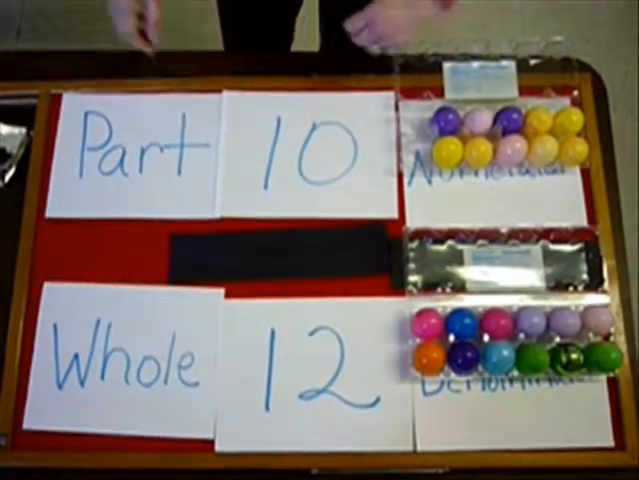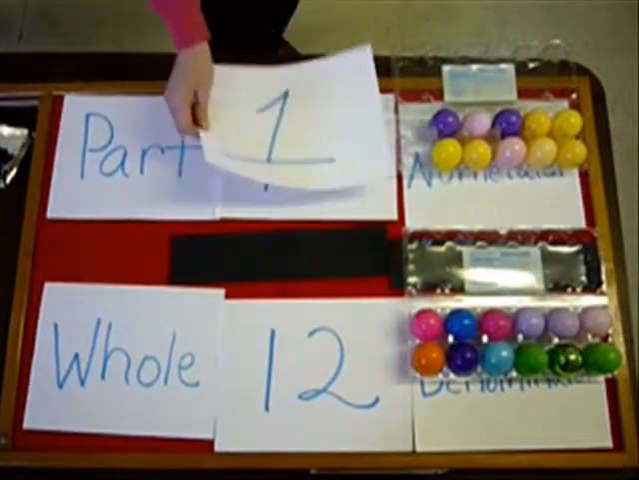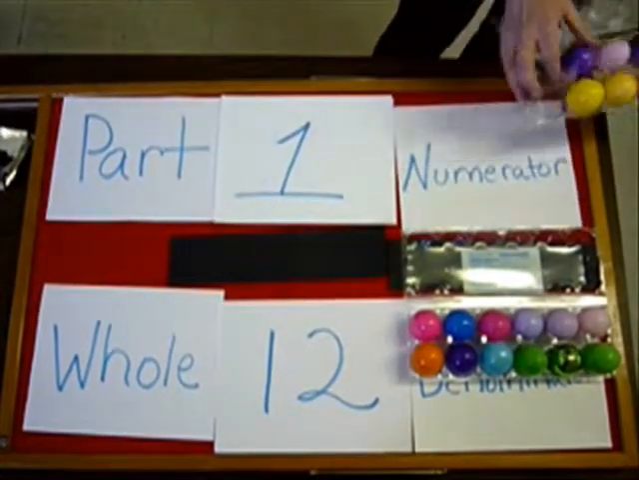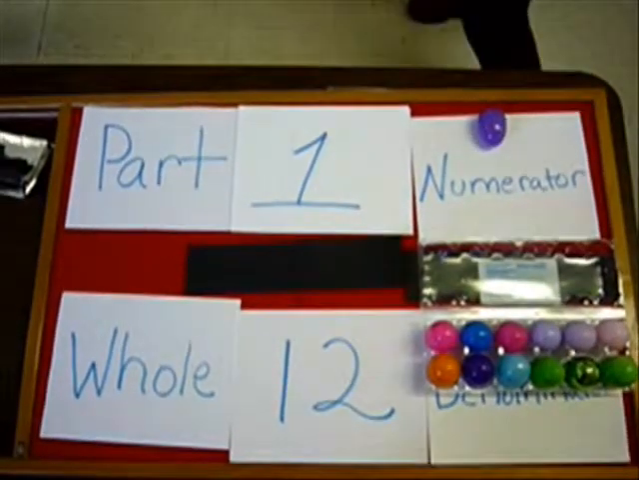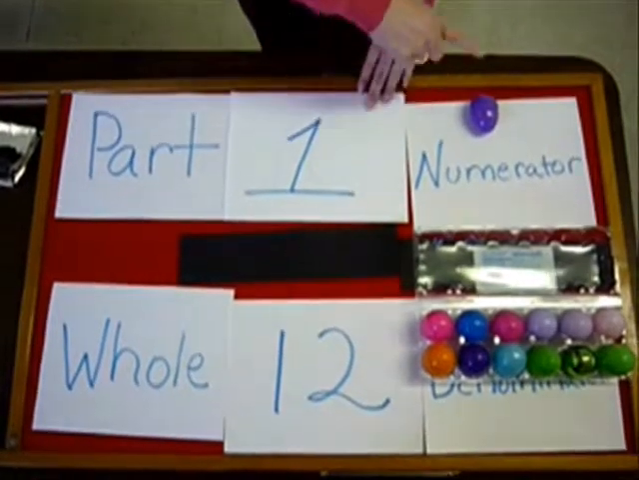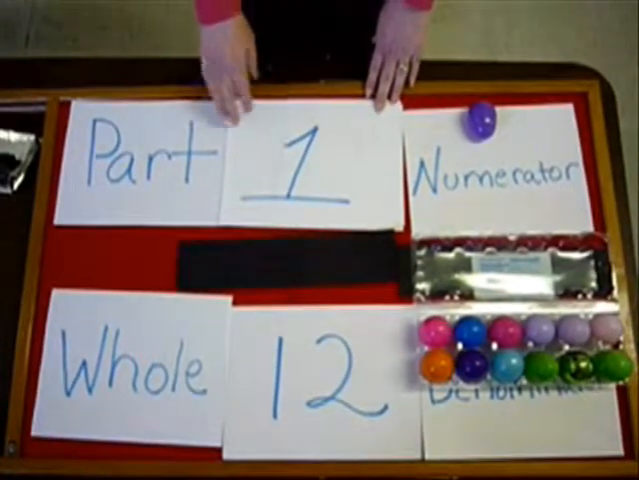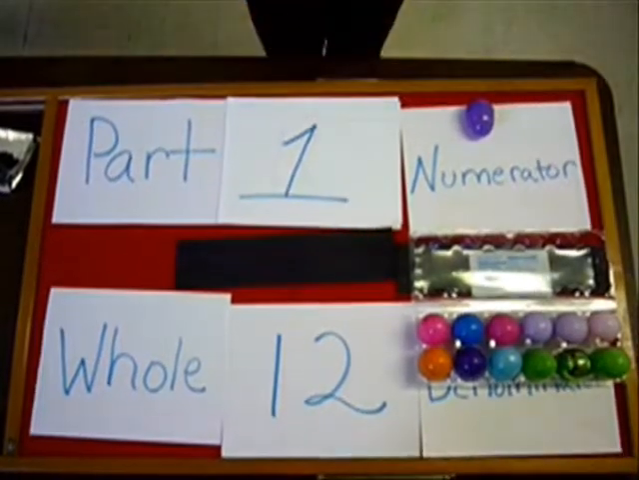So 10/12 is much closer to our whole than, say, 1/12, if we just put 1 egg. As the numerator decreases and gets smaller, the amount of eggs we get also decreases. So that is our relationship between our part and our whole in fractions.